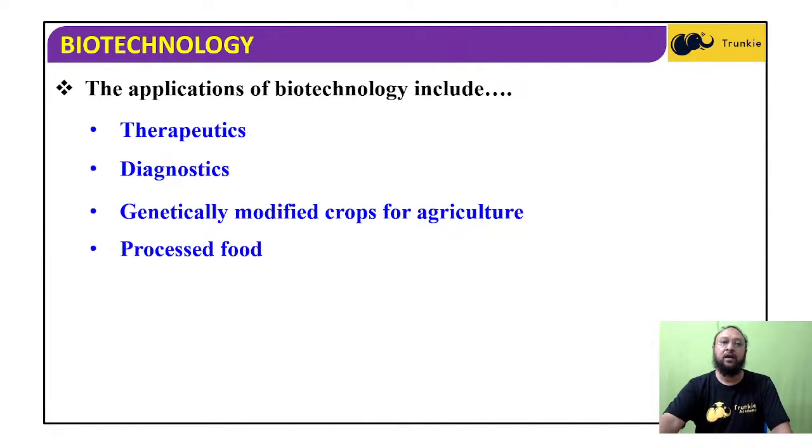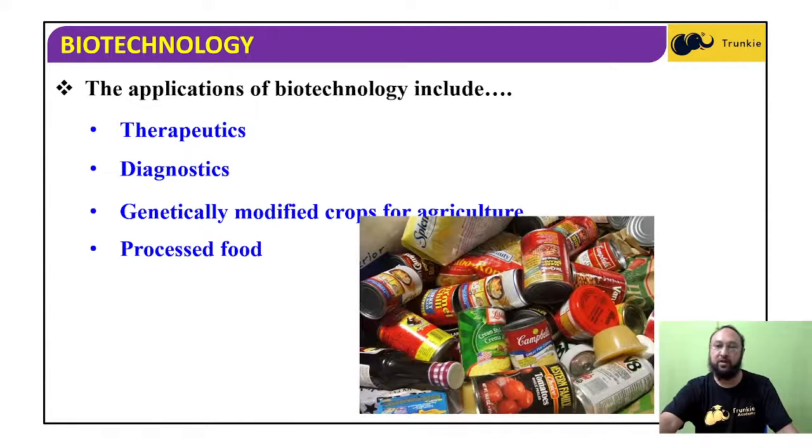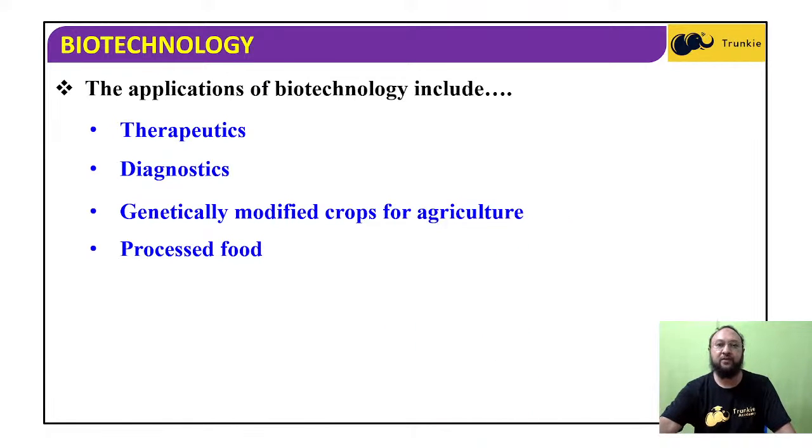Processed food. Food is also processed with the help of biotechnology. Nowadays we see that packed foods are available in the market, and these are also processed foods. They should not decompose or deteriorate in quality, so to ensure that, some biological techniques are applied, and then it is sold in the market.